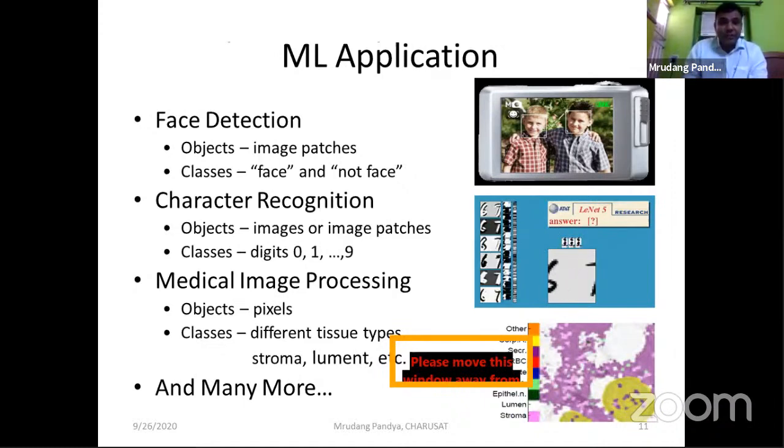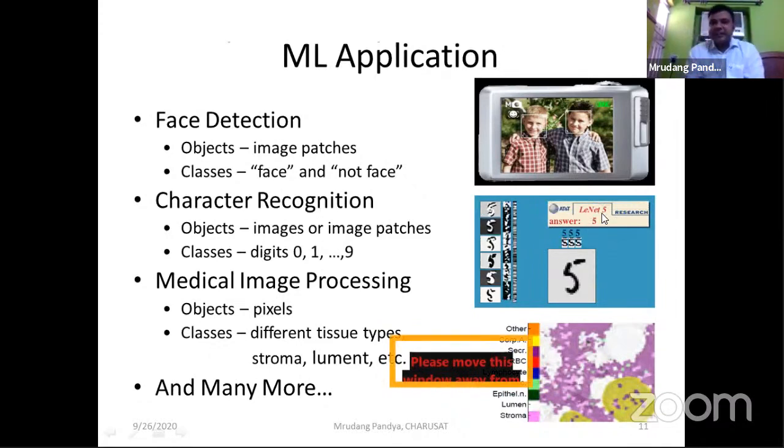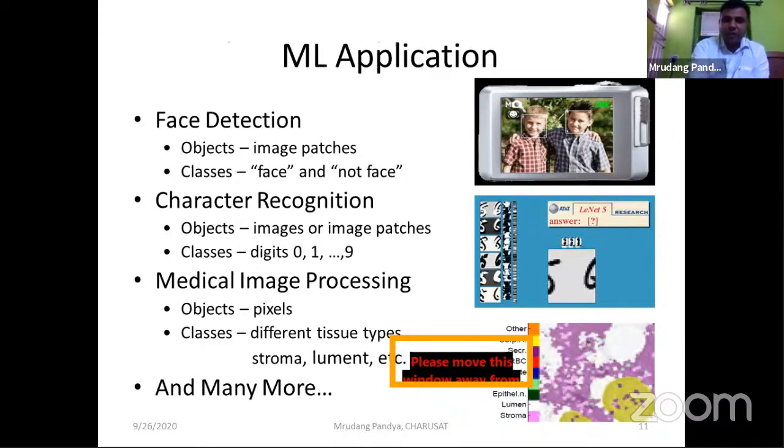Face or not face, image patches, character recognition, right? If you see this picture, when you give handwritten characters to the machine, it will be able to answer. When you pass 6, 8, 9, it will identify the characters available in the picture. That is based on CNN, convolutional neural network. Face detection you can also do with a CNN algorithm.